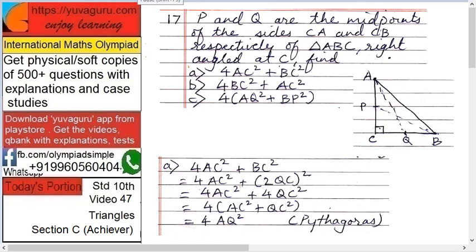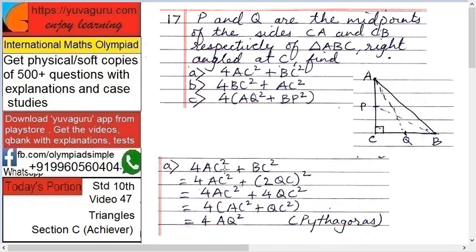Toughest one. Let's start. P and Q are the midpoints of the sides CA and CB respectively of triangle ABC, right angle at C. Now C is the right angle, right? And P and Q are the midpoints. So what we have to find? Find 4 into AC square plus BC square.